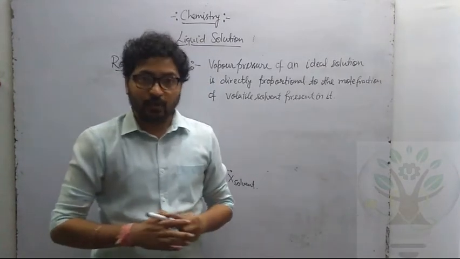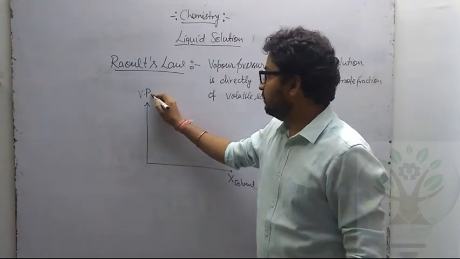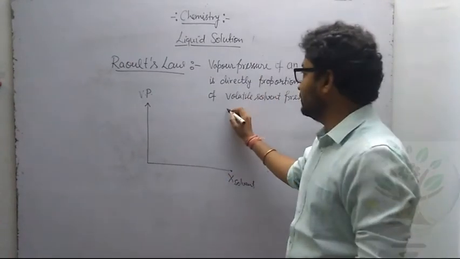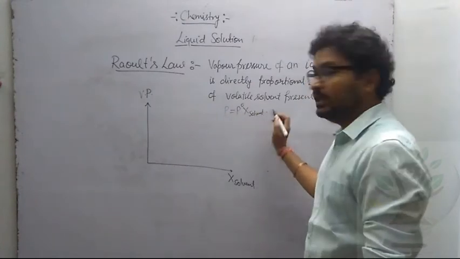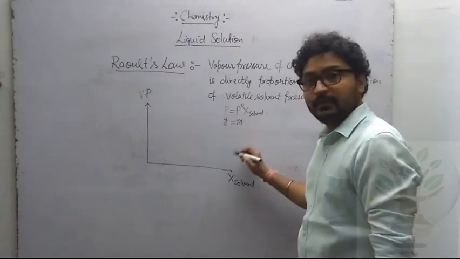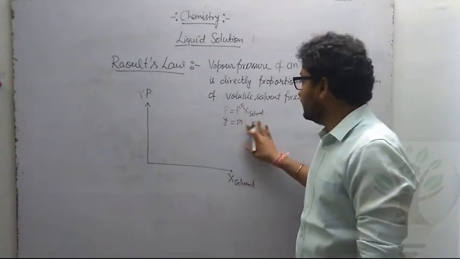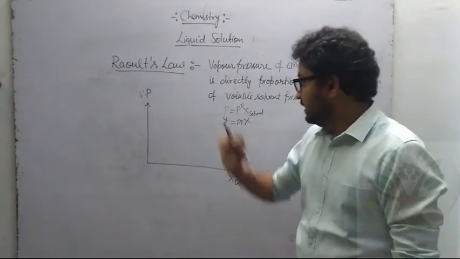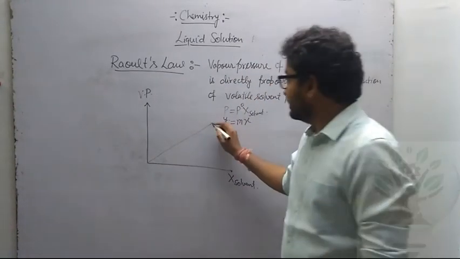Moving forward. Now, let's draw a graph between vapor pressure and mole fraction of solvent. Let's try to draw this. What is the relation we got? We got P equals P naught times mole fraction of solvent. Can you see? It is Y, it is M, and it is C. Are you getting this thing? Y equals mx, sorry, it is not c, it is x. So it is a graph of y equals mx. It will be passing through the origin and be a straight line.